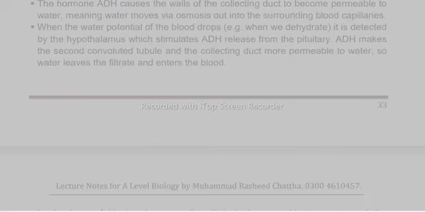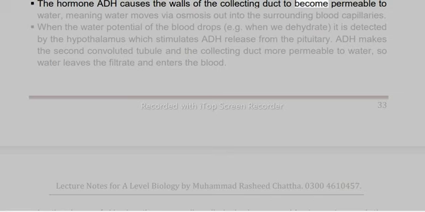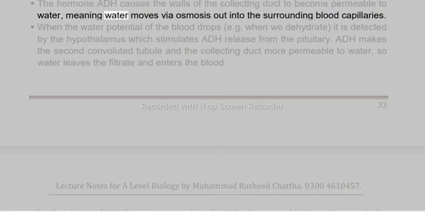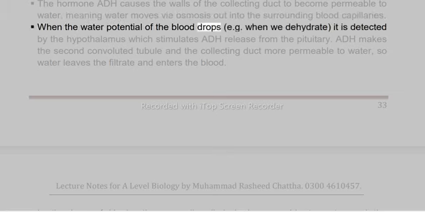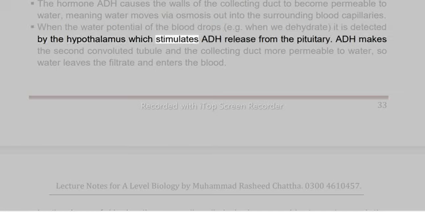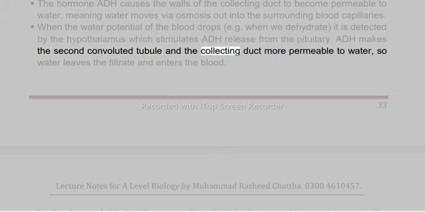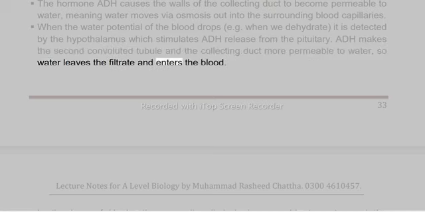The hormone ADH causes the walls of the collecting duct to become permeable to water, meaning water moves via osmosis out into the surrounding blood capillaries. When the water potential of the blood drops, e.g. when we dehydrate, it is detected by the hypothalamus, which stimulates ADH release from the pituitary. ADH makes the second convoluted tubule and the collecting duct more permeable to water, so water leaves the filtrate and enters the blood.